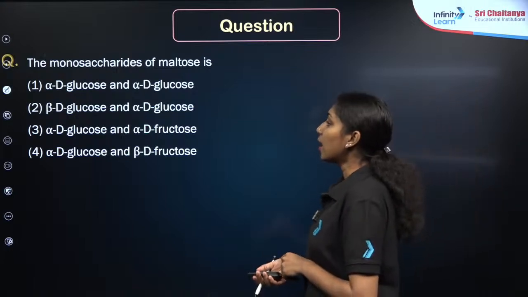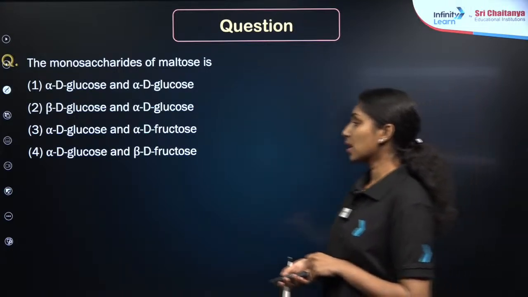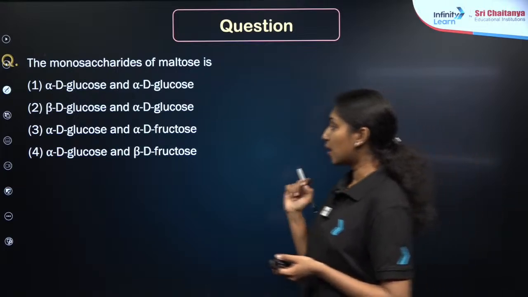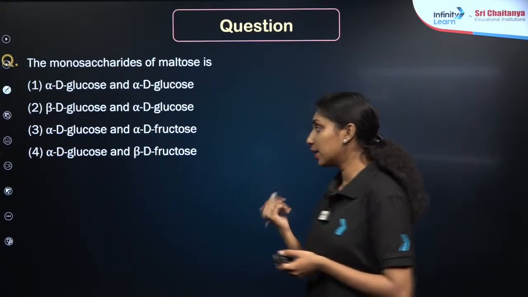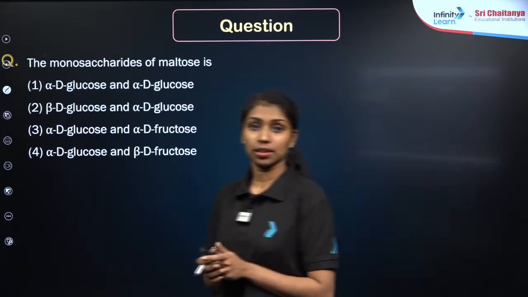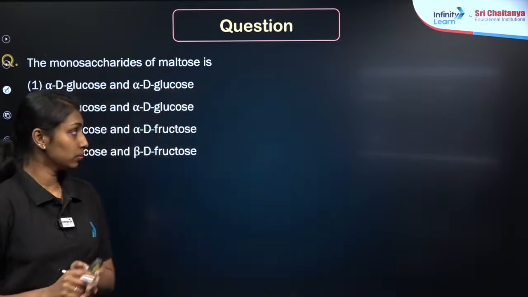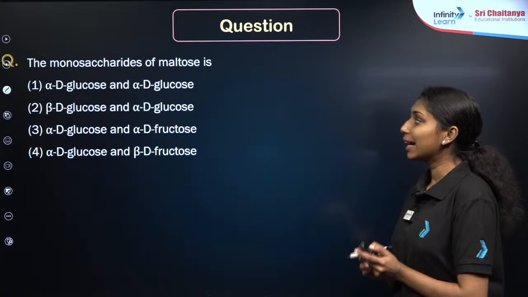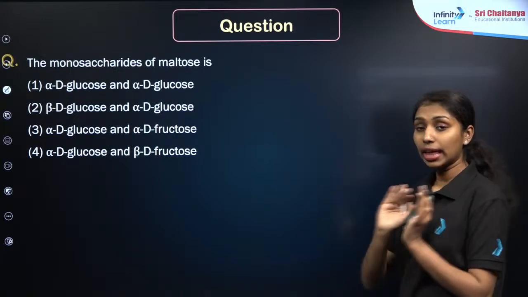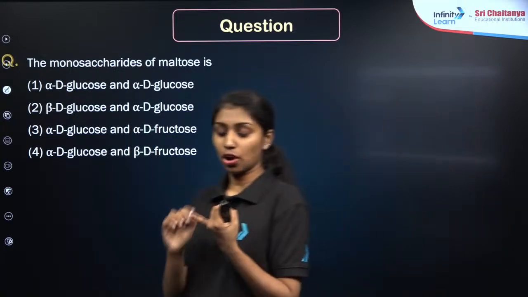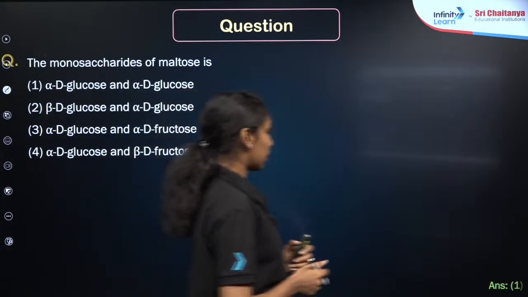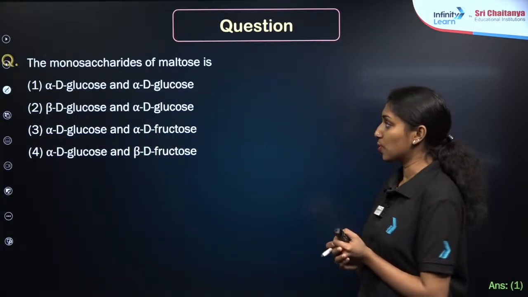The options are given here: alpha D glucose and alpha D glucose, beta D glucose and alpha D glucose, option 3 alpha D glucose and alpha D fructose, and the last one alpha D glucose and beta D fructose. You must have an idea about the monosaccharides in all the disaccharides we already studied, sucrose, maltose and lactose. Here option 1 will be the correct answer, that is alpha D glucose, right?